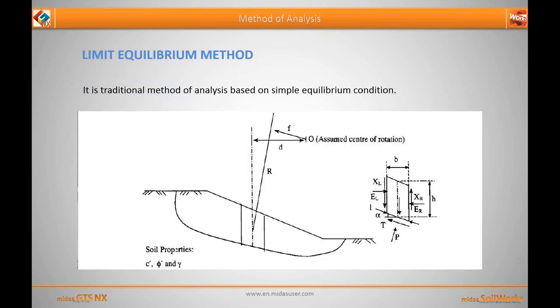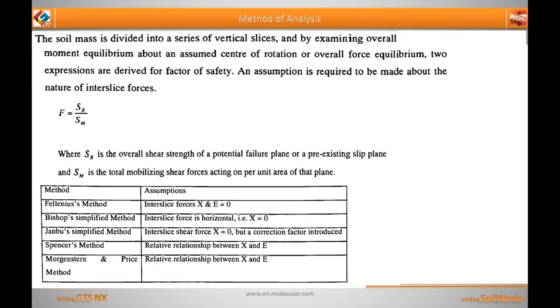The limit equilibrium method is a traditional method of analysis based on simple equilibrium conditions. Basically, in this we divide the failure surface into a number of slices, and the equilibrium of that particular slice is considered about an assumed center of rotation. Then the factor of safety is calculated as F = SR / SM, where SR is the overall shear strength of the potential failure plane or a pre-existing slip plane, and SM is the total mobilizing shear force acting per unit area of that plane.